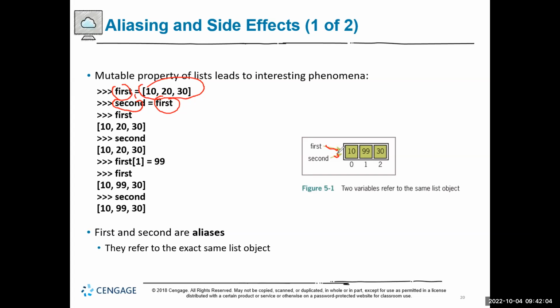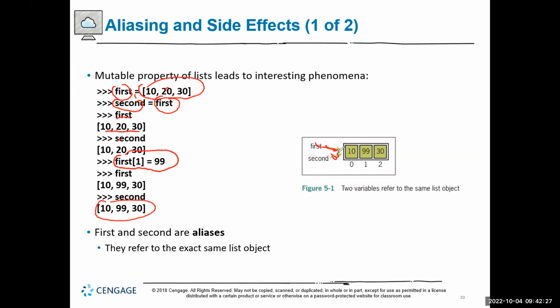Think about this one here. I have the first, 10, 20, and 30, and the second here. Now, if I change the second element in the list, I change it from 20 to 99 here. The second also automatically changes because both of them reference the same list. Make sense?